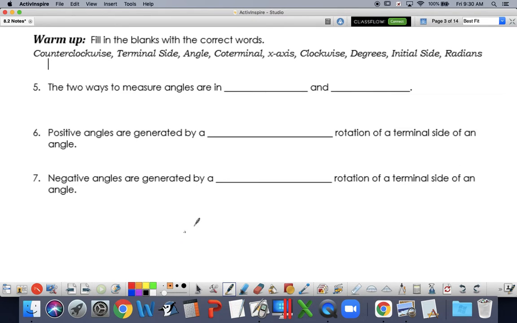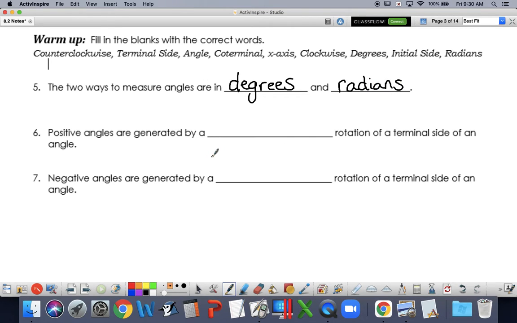Some additional vocabulary. There are two different ways to measure angles. The first is in degrees, right? We can remember from probably geometry class. Hopefully you got out those protractors and measured angles using degrees. The other way is called radians.